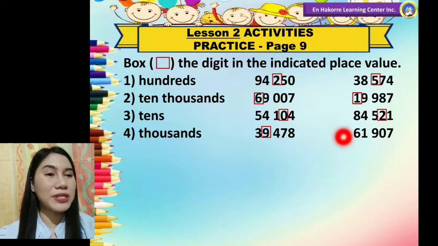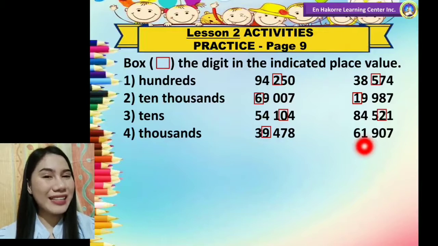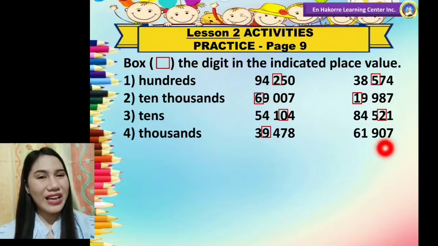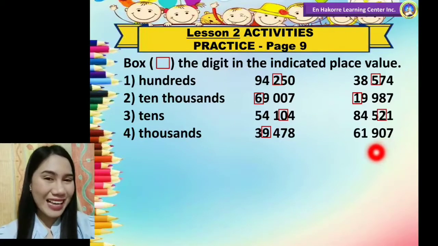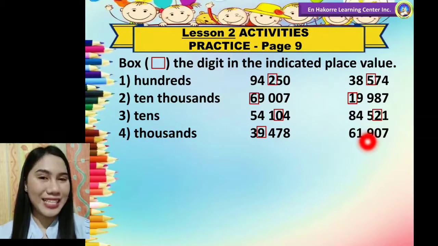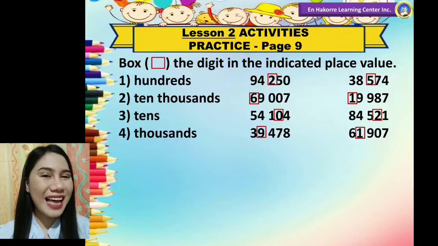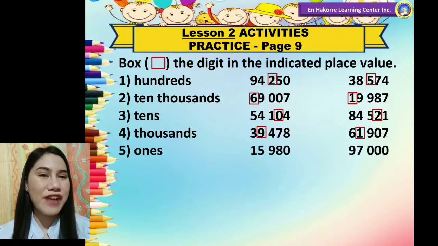Next, here we have 61,907. So, in 61,907, where do you think is the thousands place? Okay, so let's count, children. Ones, tens, hundreds, thousands. So, since we are looking for the thousands place, then the number 1 here has the place value of thousands.